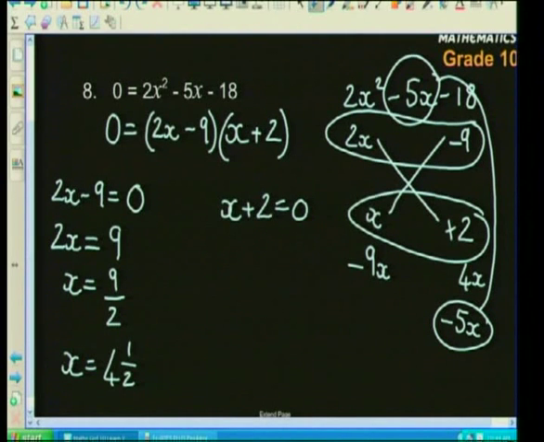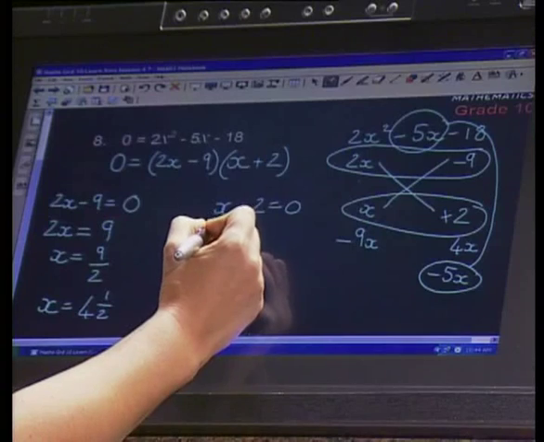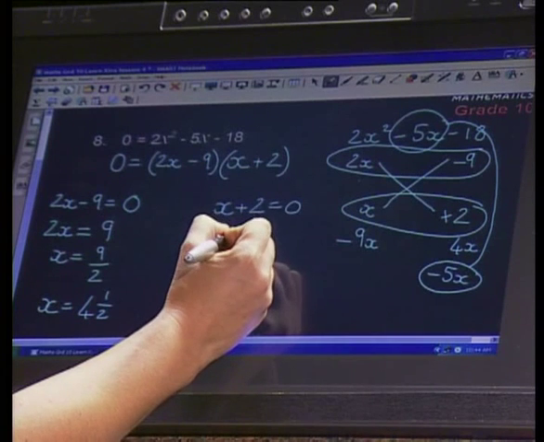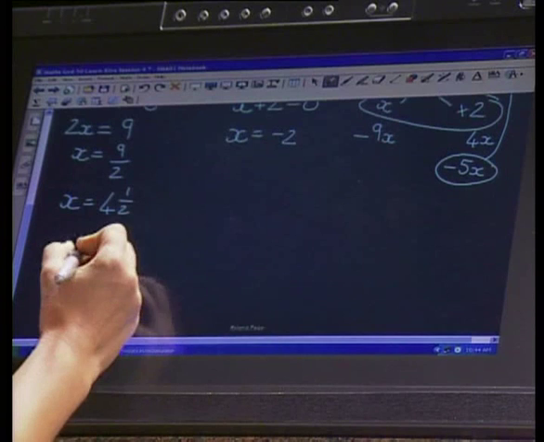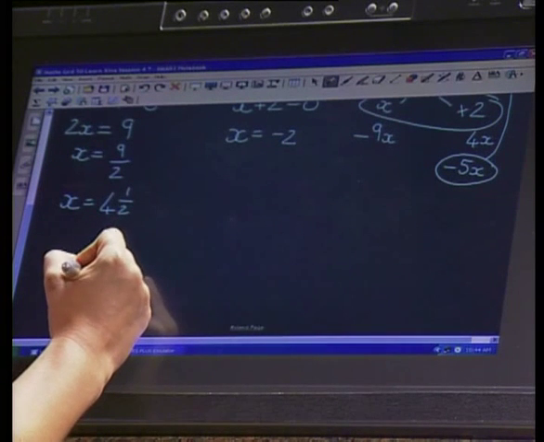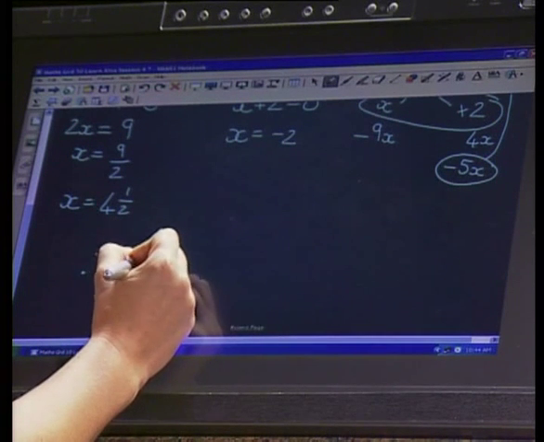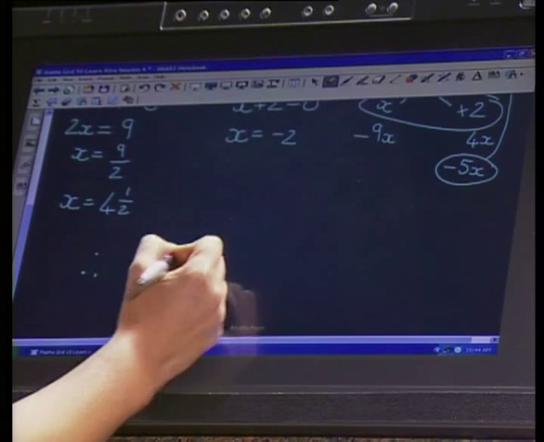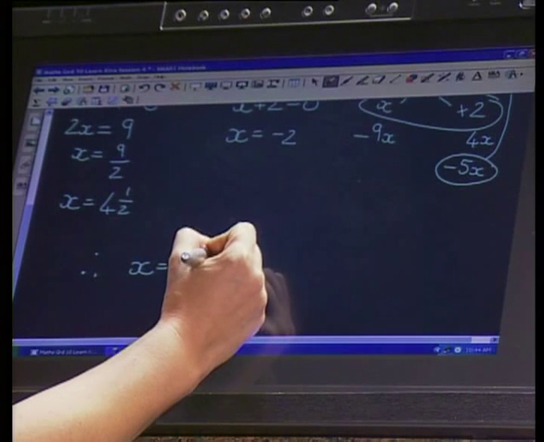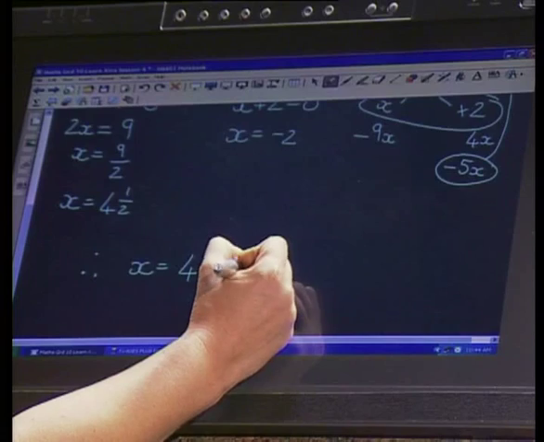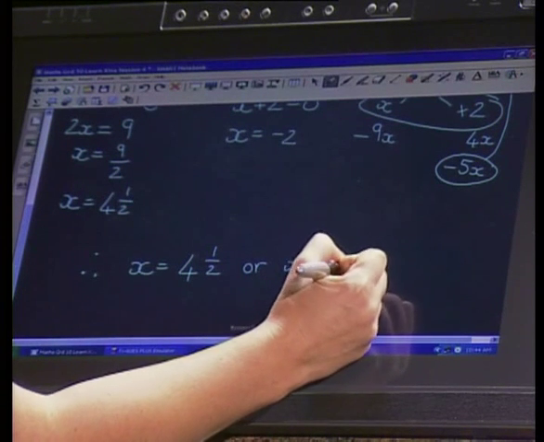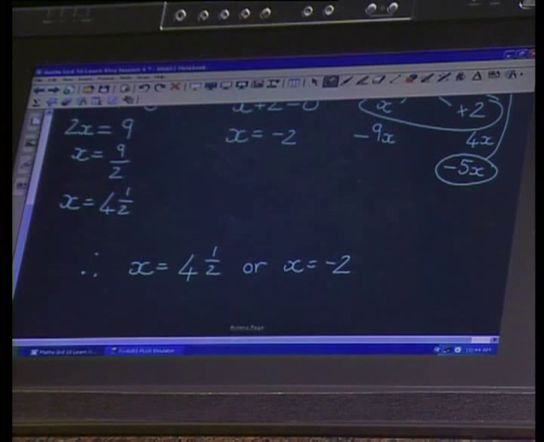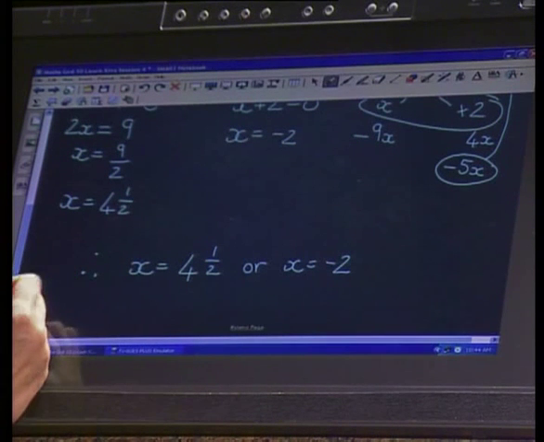This factor is far easier to work out. X plus 2 is equals to 0 becomes x is equals to negative 2. So just to write it neatly, for your teacher in your last line you can say therefore x is equals to 4.5 or x is equals to negative 2. And there we go. Let's move on to the next question.